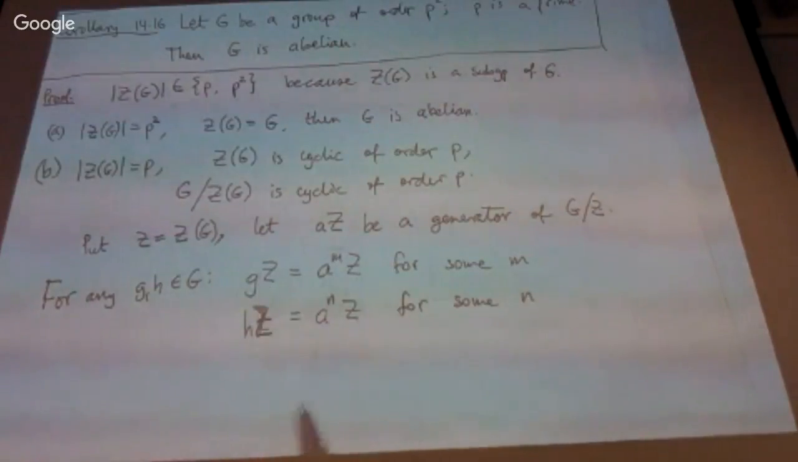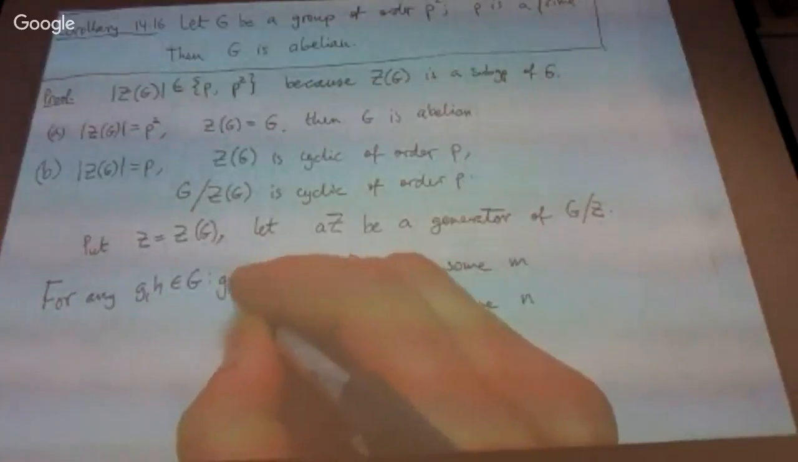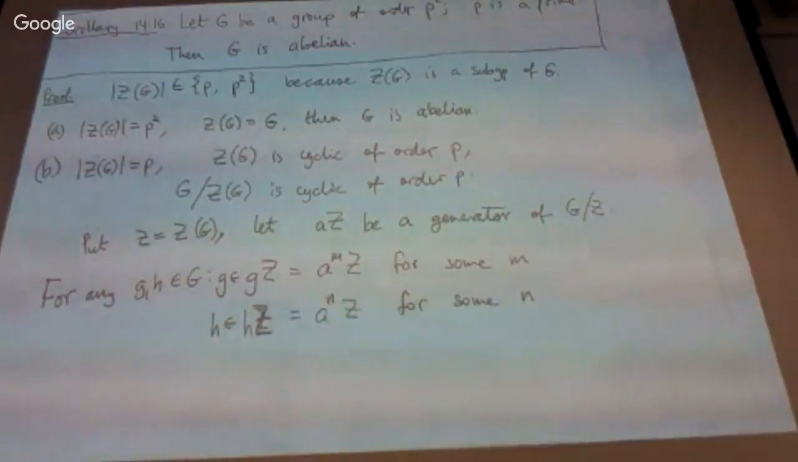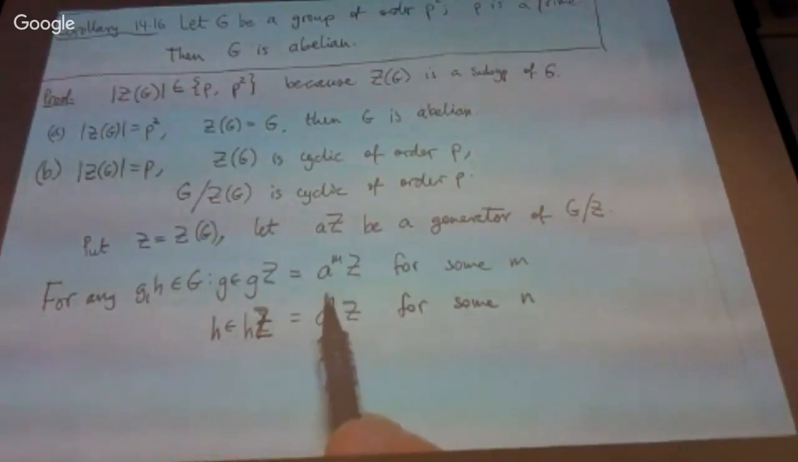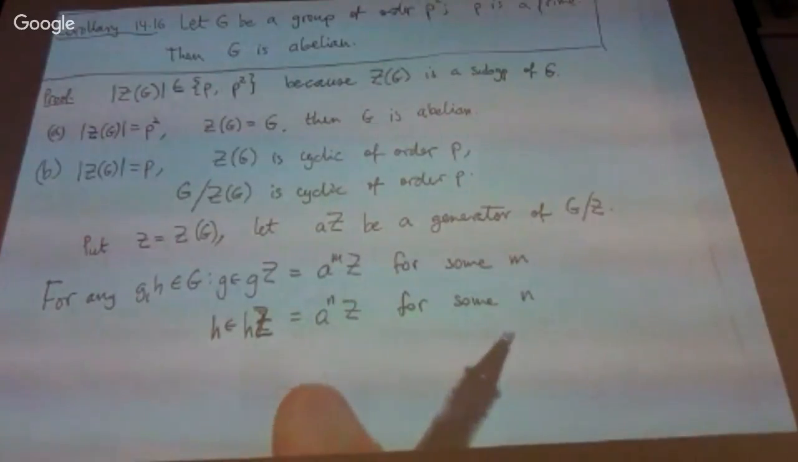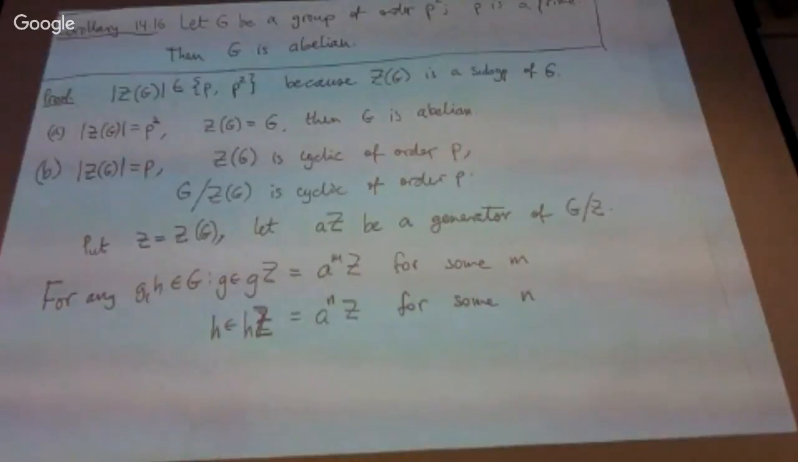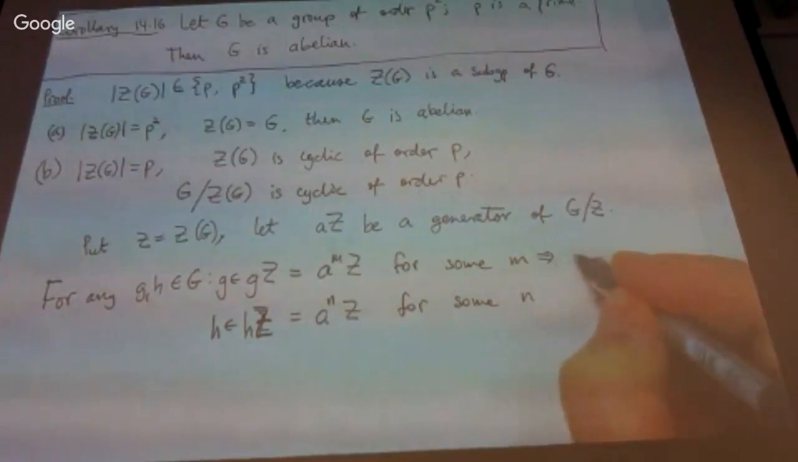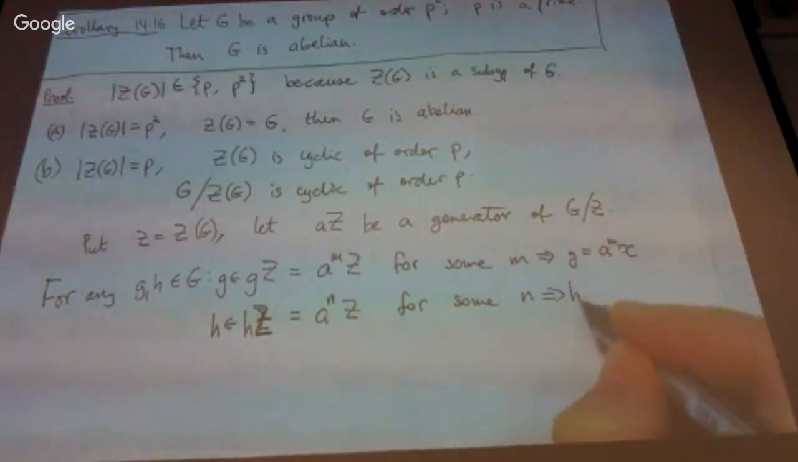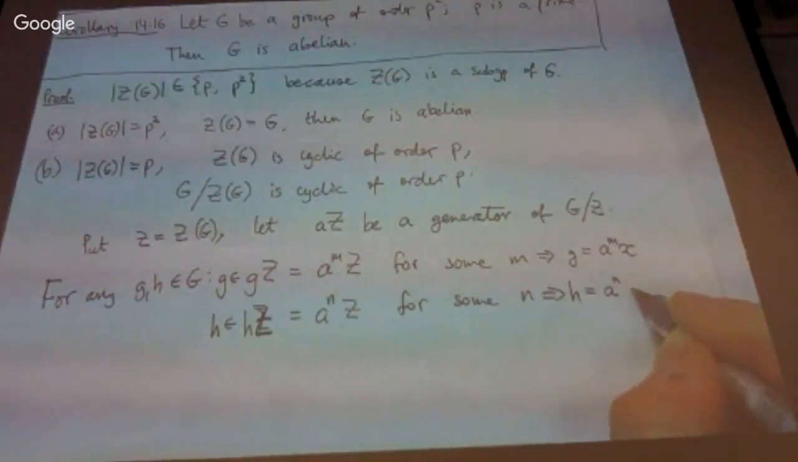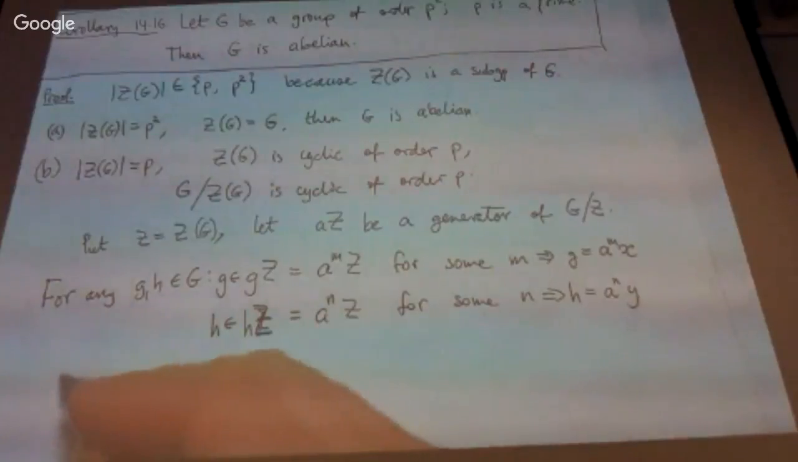But G is an element here, isn't it? And H is an element here. So G must be in the form A to the M times something in the center. And H has to be in the form A to the N times something in the center.